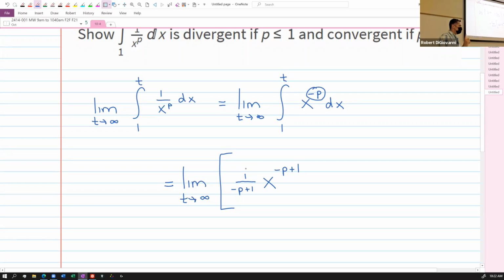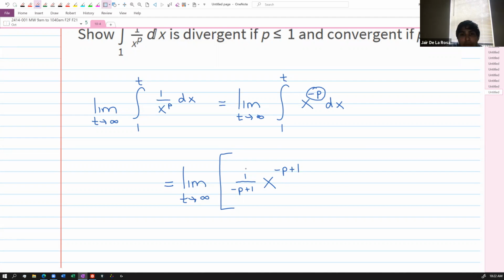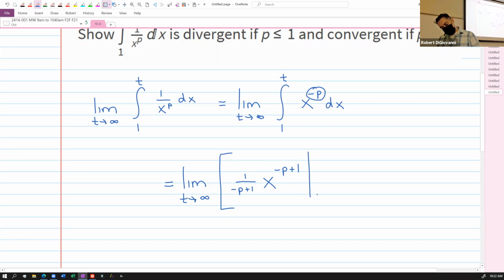As long as what? There's one condition where this doesn't work. P can't be 1. If p was 1, this doesn't work. So I'll put that at the end here. It's this evaluated from 1 to t. Now this is the case if p is not equal to 1. As long as p is not 1, this formula should be true.